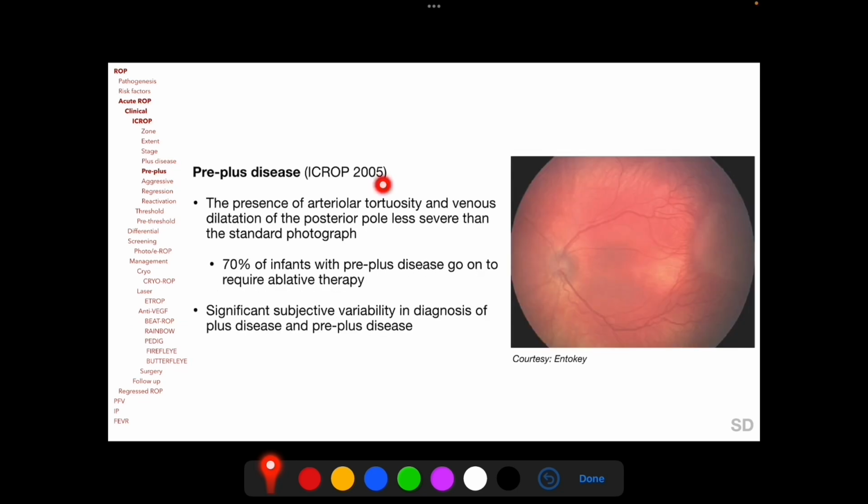The 2005 edition of ICROP introduced the term pre-plus disease to describe the presence of arteriolar tortuosity and venous dilatation at the posterior pole, which is less severe than the standard photograph, and it has been found that the majority of eyes with ROP with pre-plus disease go on to require ablative therapy. So diagnosis of pre-plus disease is important in that respect. Significant subjective variability among examiners exists in diagnosis of either plus or pre-plus disease.